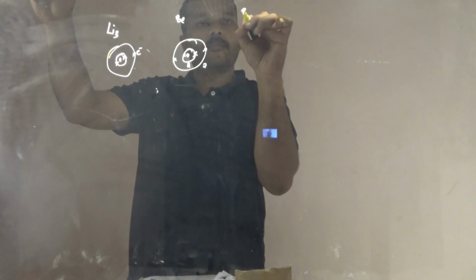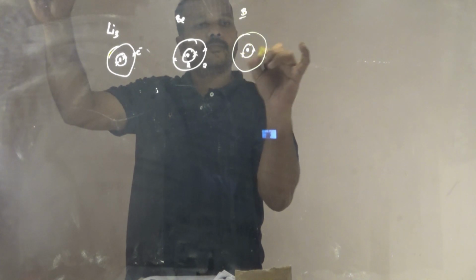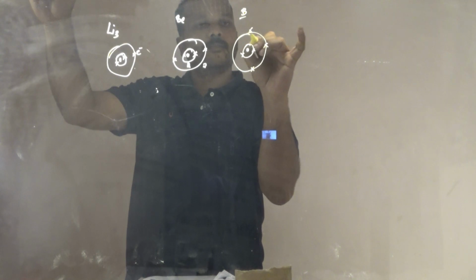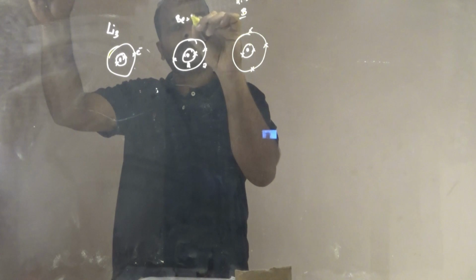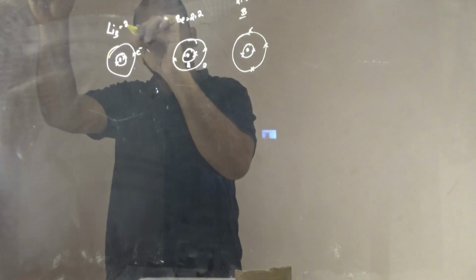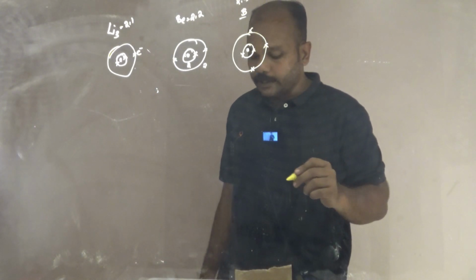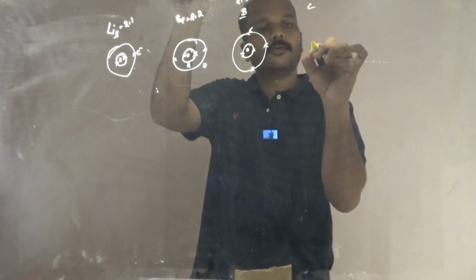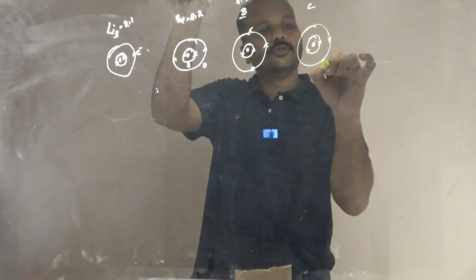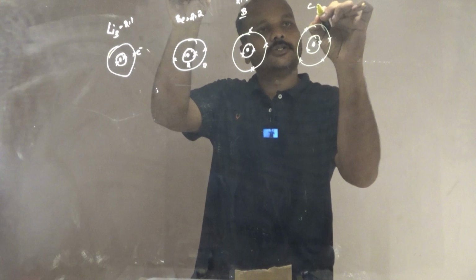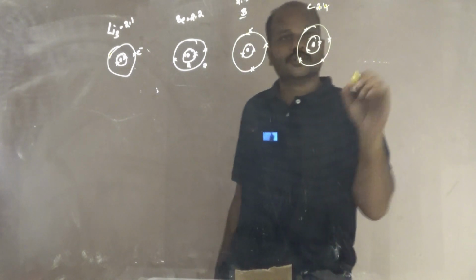Lithium, beryllium, boron. Lithium has electronic configuration 2, 1, beryllium 2, 2, and boron 2, 3. Then what is the next element? It is carbon, so 2, 4. You can see there are again 2 shells, right?